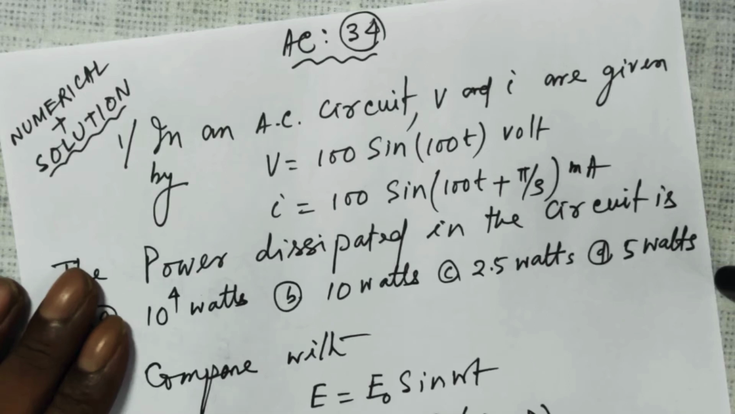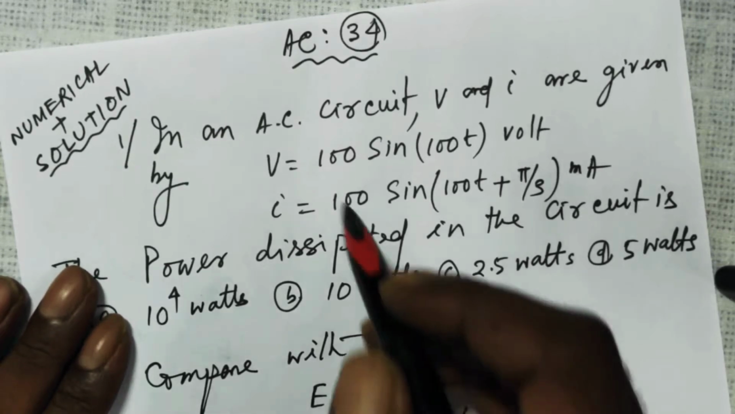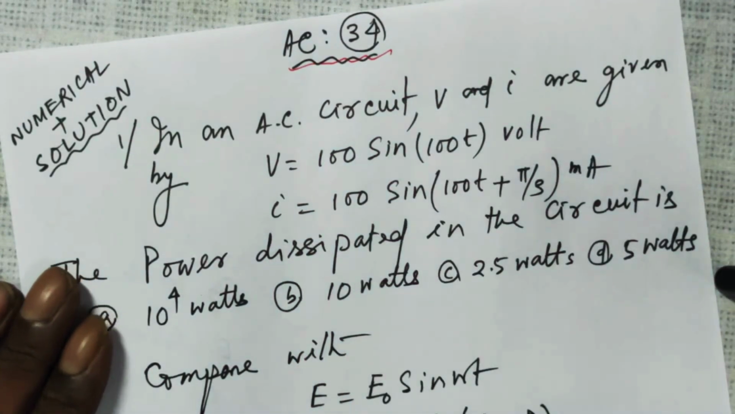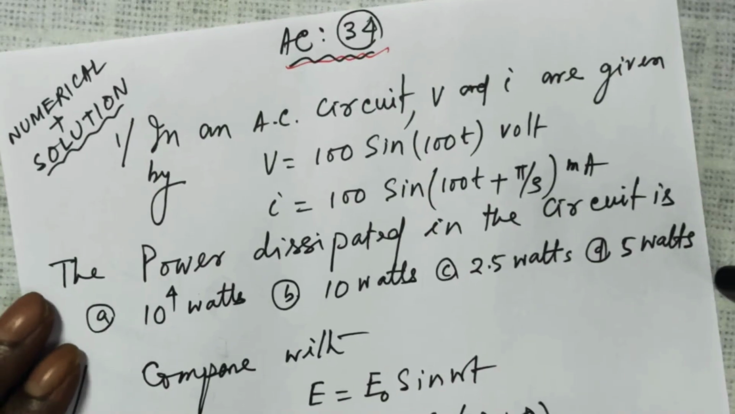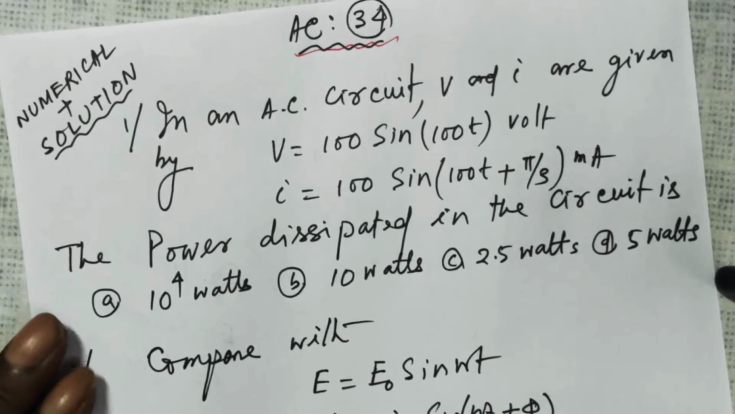ओके अब चलते हैं अल्टरनेटिंग करंट लेसन 34. The theory part we have already covered and have done many numericals also. Let us do 4 quick numericals.